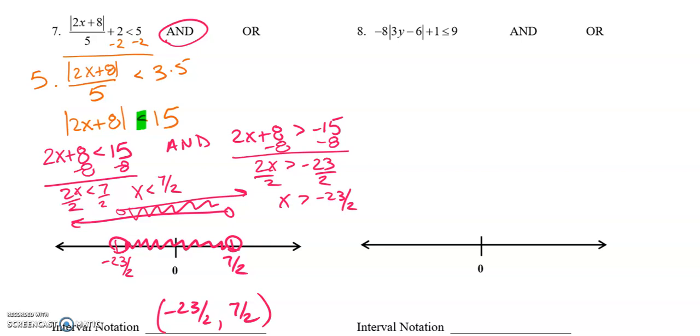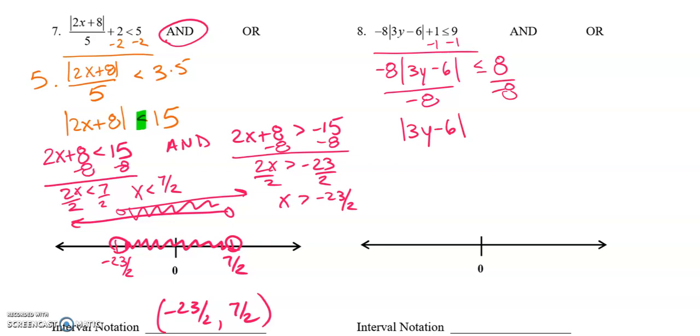Last but not least, number 8. First thing we're going to do is we're going to subtract 1 from both sides. That gives us -8 absolute value 3y minus 6 is less than or equal to 8. Then what? Then we're going to divide both sides by -8. So the absolute value of 3y minus 6 is now greater than or equal to -1. Greater, or scenario. Remember, you have to flip your symbol around when you multiply or divide by a negative.